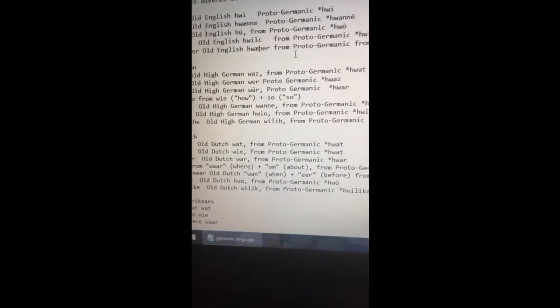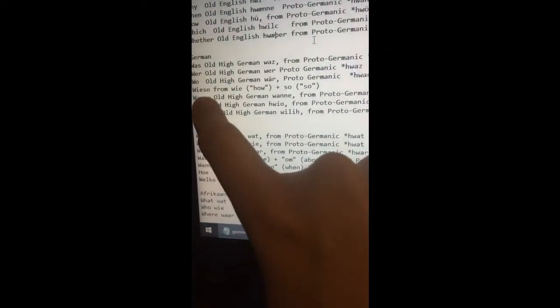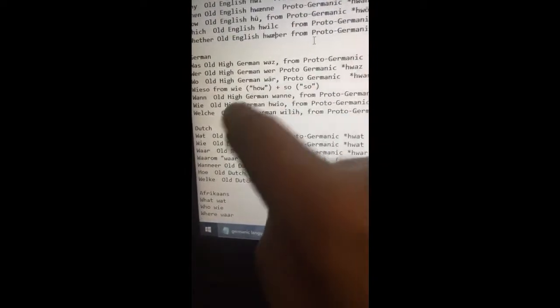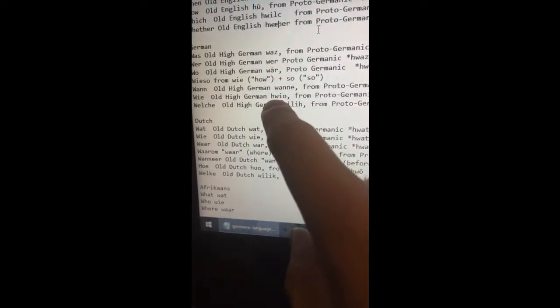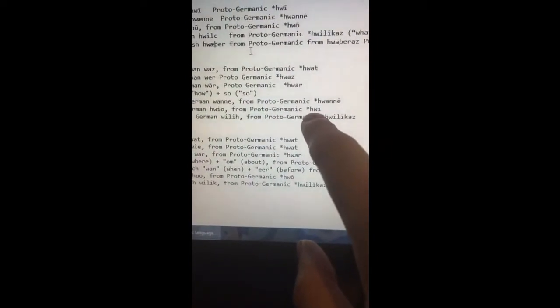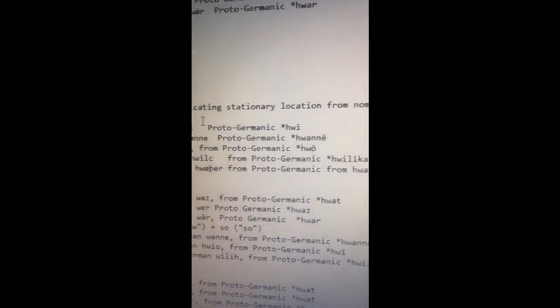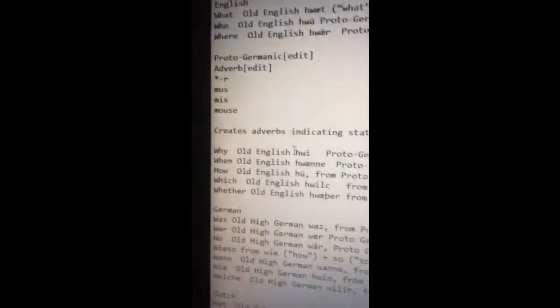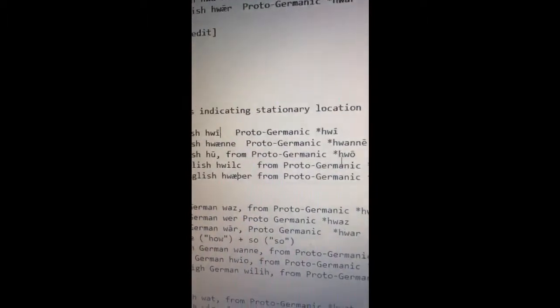But now what's interesting about this is that if you look here, wann is the same as English when. It comes from the same form. Wie comes from Proto-Germanic hui. But if we look back here, this one, why? That's hui, Proto-Germanic hui.